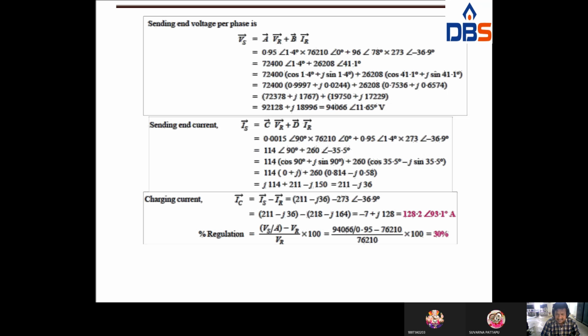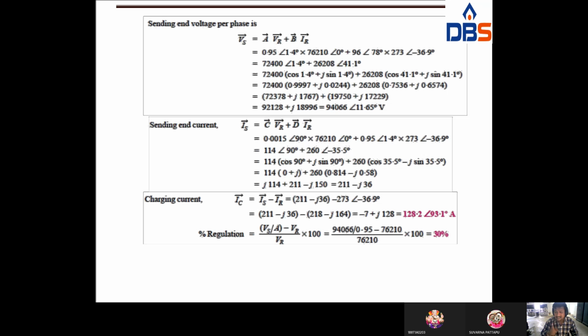Sending end current Is is equal to CVR plus DIR. Same, first multiplication is applicable for polar form. First we have to multiply these two and then these two also, and convert this one into rectangular form, this one into rectangular form. With the help of calculator we have to convert and then add. After then we have to convert to polar form. So 211 minus j36 is the sending end current.